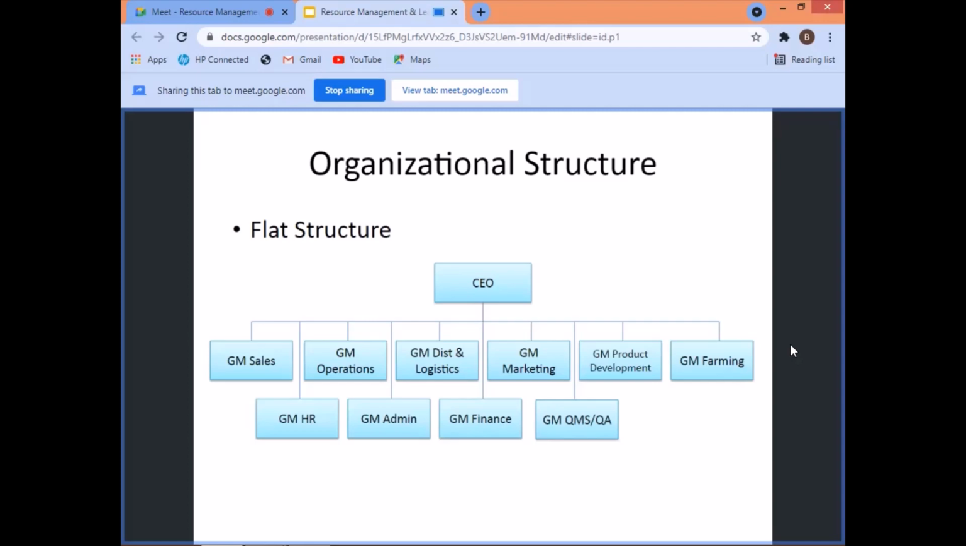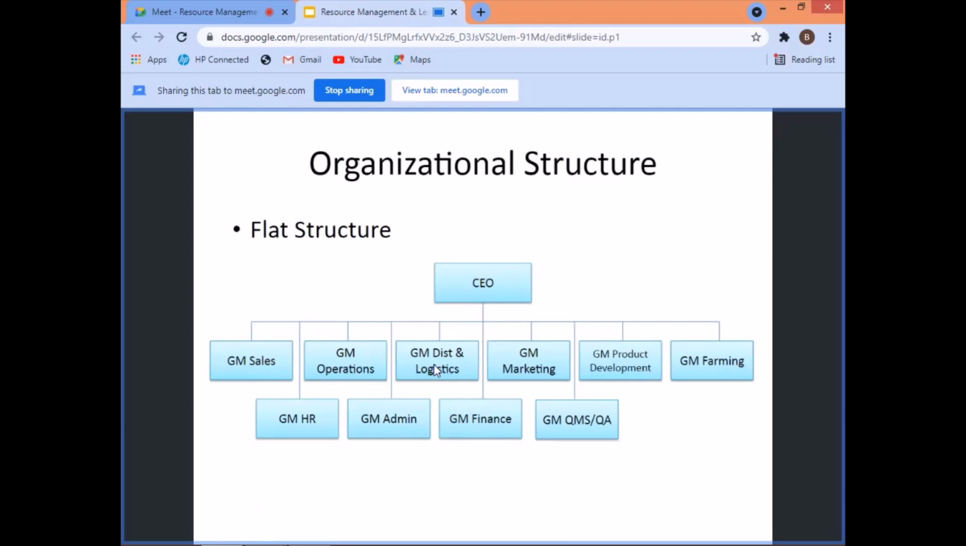An example that I want to give you is the flat structure, where we have the CEO, then all these people. There are more of this. I just give you this example, but there are more. All these leaders are reporting directly to the CEO. GM sales, direct line to the CEO.